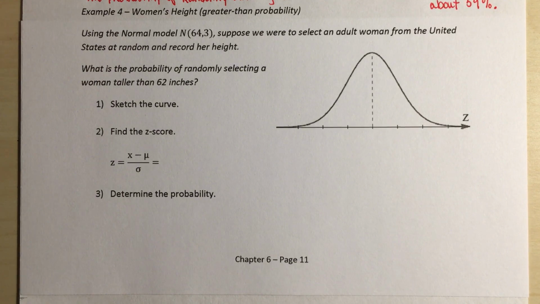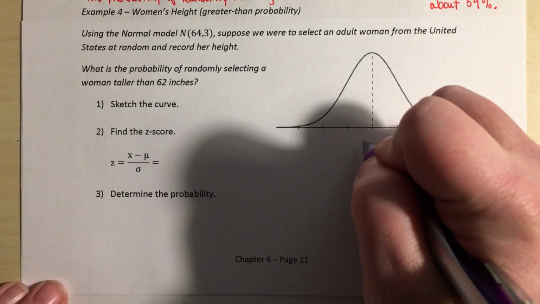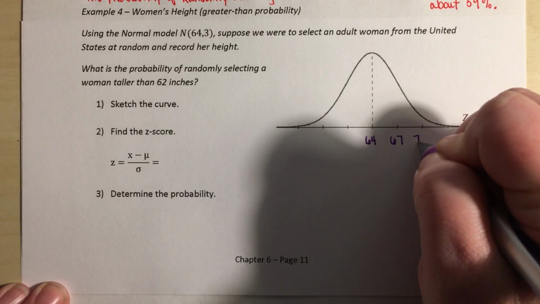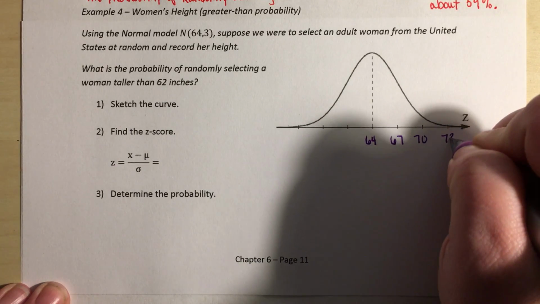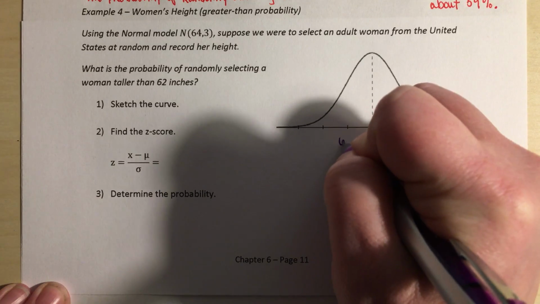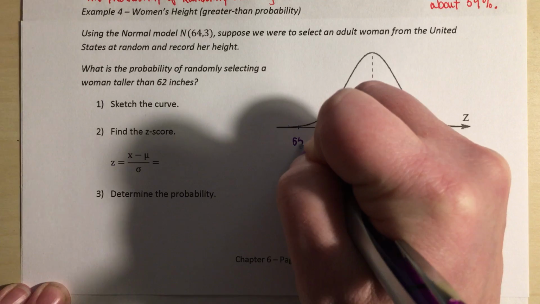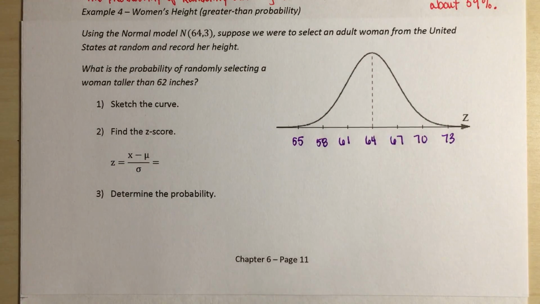Right, the last type of normal probability problem that we're going to look at is a greater than probability. So we're starting with the same scenario here. We still have a mean of 64, a standard deviation of 3. So our labels along our normal curve are going to be the same ones that we saw in our last two examples. Okay. So what is the probability of randomly selecting a woman taller than 62 inches?